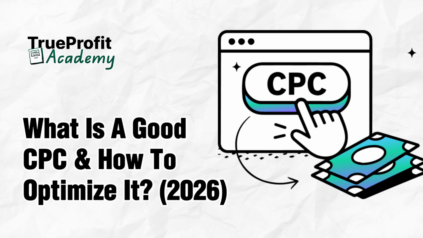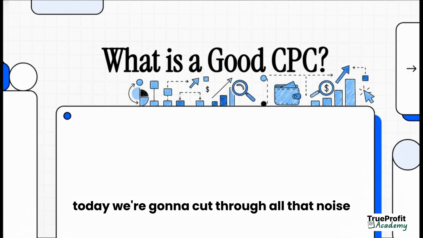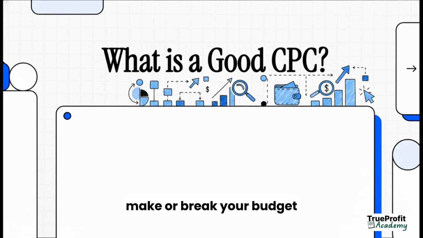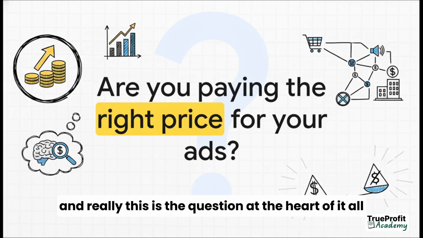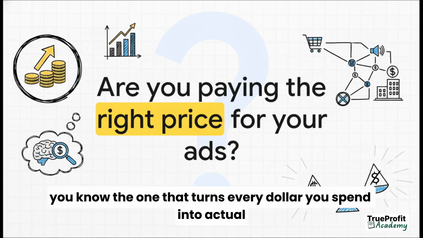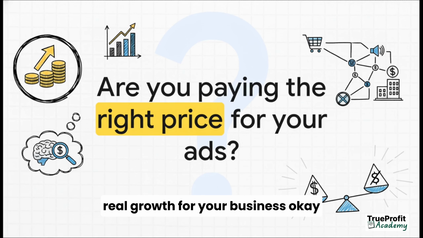If you've ever run an online ad, you know that feeling of just drowning in data. Well, today, we're going to cut through all that noise and focus on one single metric that can absolutely make or break your budget: cost per click, or CPC. And really, this is the question at the heart of it all, isn't it? It's not about finding the cheapest click out there. It's about finding the right click. The one that turns every dollar you spend into actual real growth for your business.